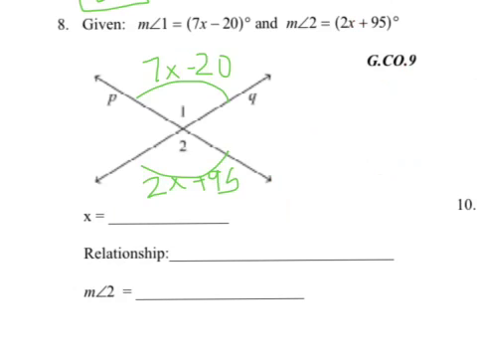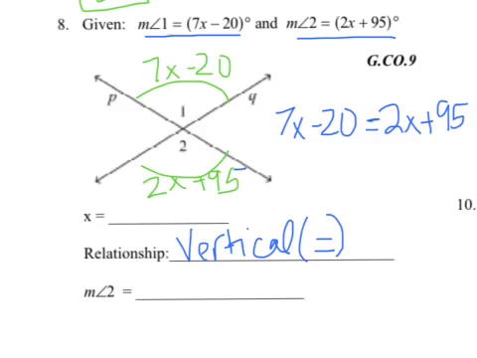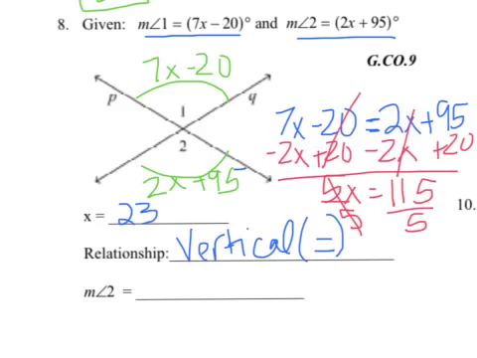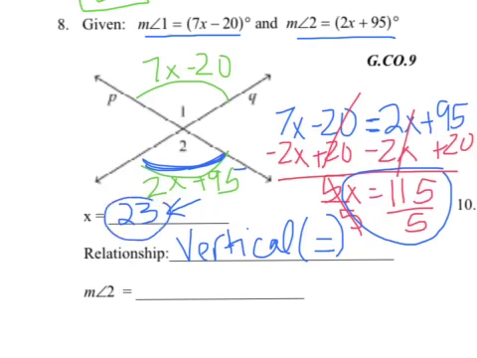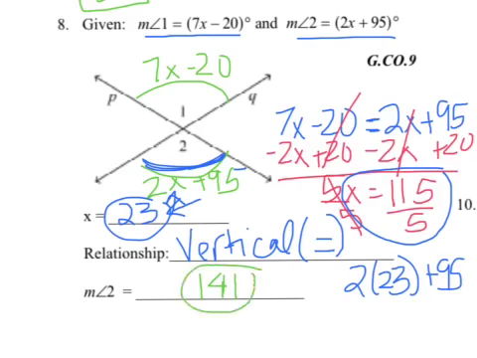So in question number 8, they gave us angle 1 and angle 2, and I wrote them in. And hopefully you notice that they are both vertical, so they're equal. So to solve, I'm going to set them equal to each other and then solve for x. And when you solve for x, you get 115 over 5, which is 23. And then they want to know what angle 2 is. So we just have to take 23 and substitute it back in. So I'm going to do 2 times 23 and then add 95 back. And then you get 141 for this angle right here. And angle 1 would be the same amount.